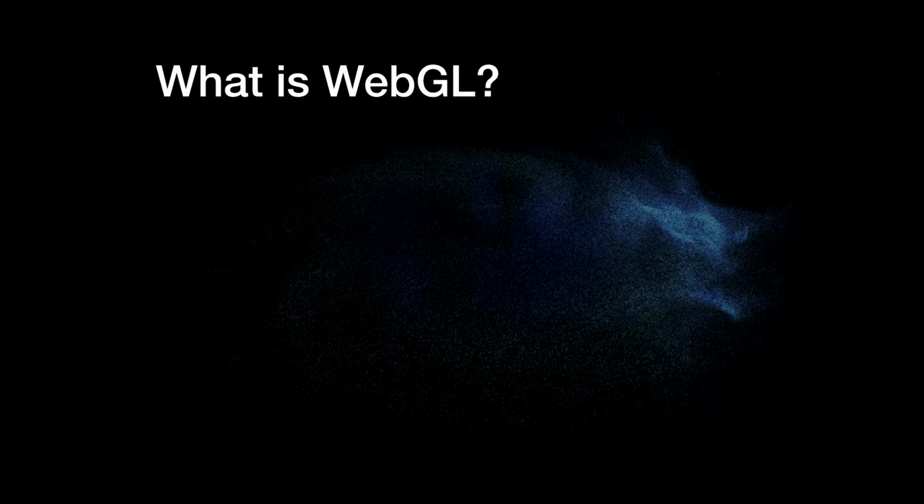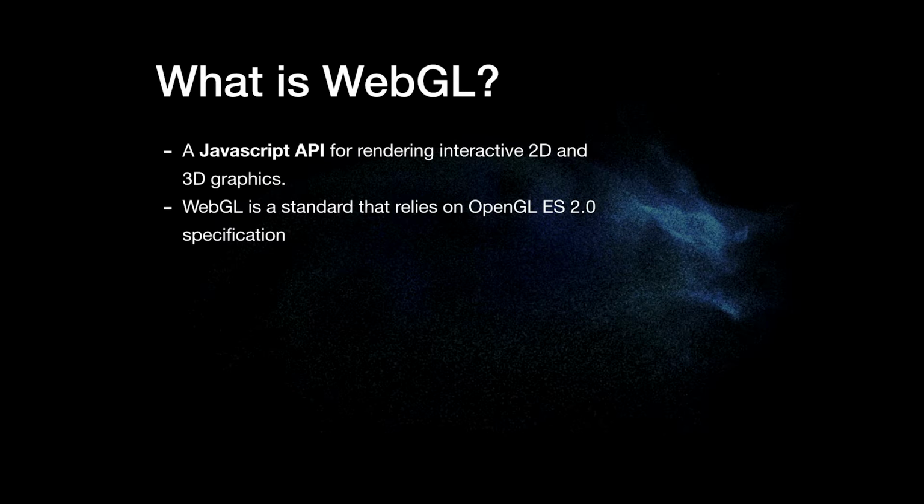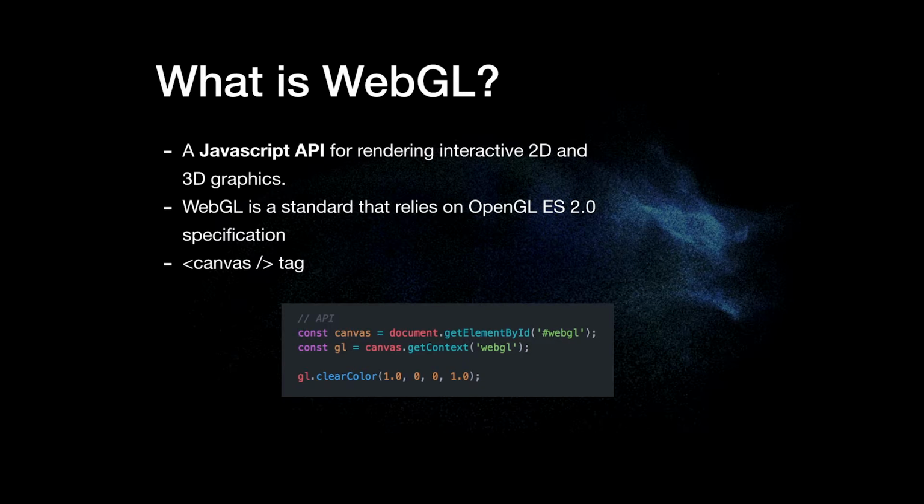So, what is WebGL? WebGL is a JavaScript API for rendering interactive 2D and 3D graphics in the web. And it is based on the OpenGL Embedded Systems 2 specification. Its API is used along with the canvas tag. You get a WebGL context from it and then write code for your application.